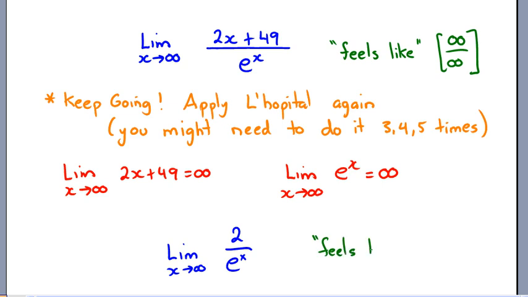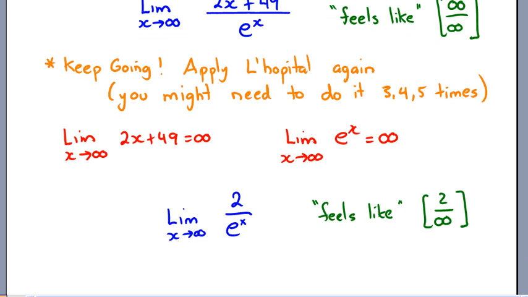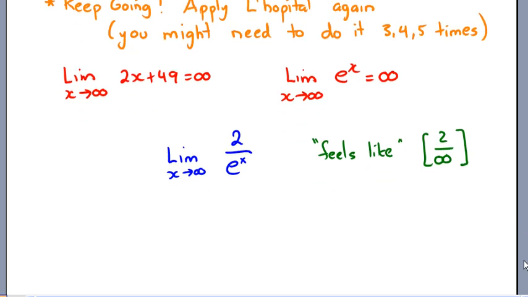Right? Very casual language, that's why I'm just throwing some air quotes on it. Yet this one feels like 2 sitting on top of infinity. 2 divided by a number that's so big, I can't imagine how big it is. I cannot do L'Hopital's rule again. I am only allowed to do L'Hopital's rule if it's infinity on infinity, or 0 on 0. Okay, so I have to stop here, and I have to make my call.